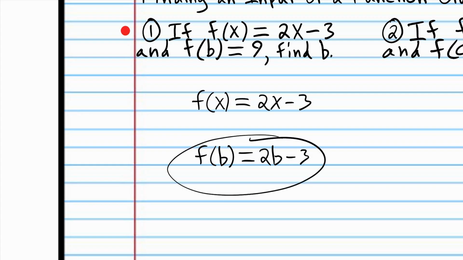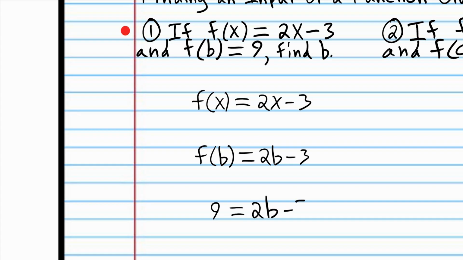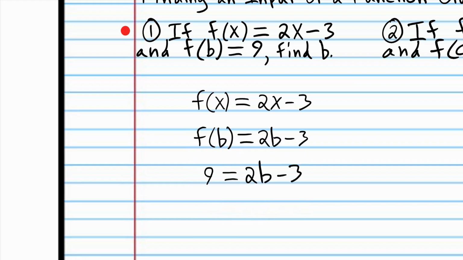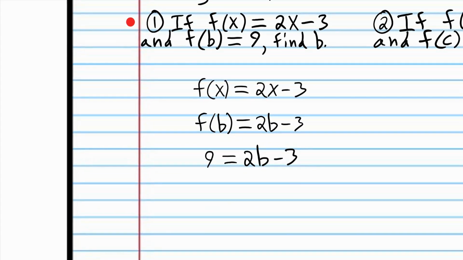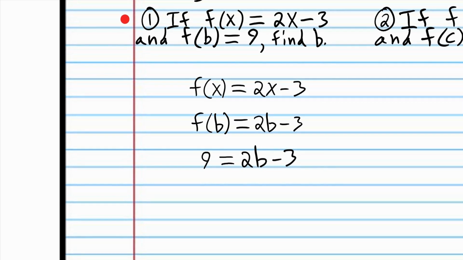So now I'm going to rewrite this exact same equation, but instead of f of b, I'm going to write 9. So what this problem is telling us is if we plug in b into our function as the input, then the output is going to be 9. And we're trying to figure out the value that we plugged in to get 9. So we'll just add 3 to both sides and divide both sides by 2, and we see that b is equal to 6.